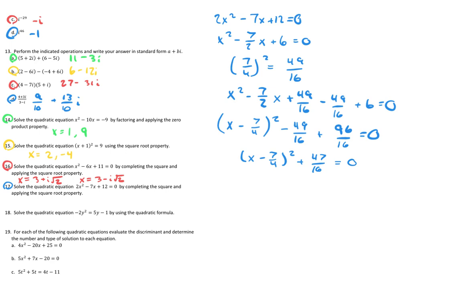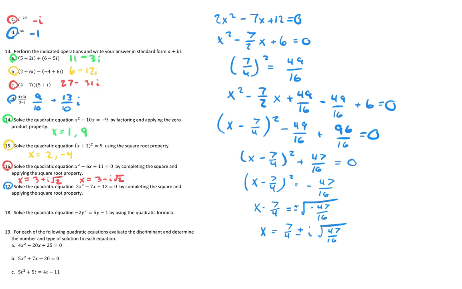Now we can move the 47 over 16 to the opposite side. If we do that, we get x minus 7 fourths squared equals negative 47 over 16. Then we take the square root. We're going to have x minus 7 fourths equals plus or minus the square root of negative 47 over 16. We have a negative square root, so we can pull out an i. If we do that, we get x equals 7 fourths plus or minus i square root 47 over 16.